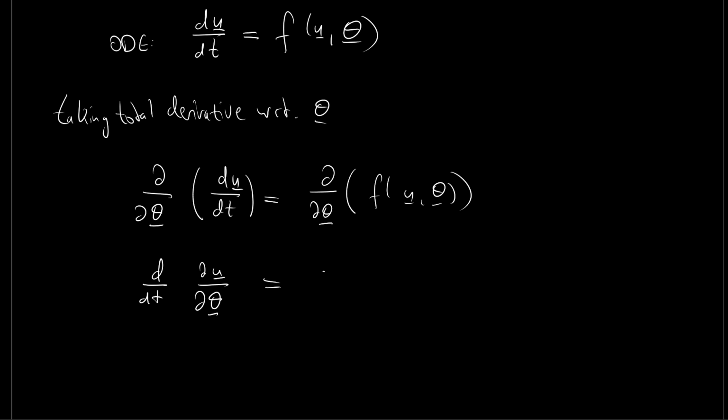So what we will get, when we take the same order here, is first the Jacobian of f with respect to u, then multiplied with du with respect to theta, plus f with respect to theta. Okay, cool. Now we found an expression for the Jacobian of the function with respect to theta, and this expression is essentially just another ordinary differential equation.